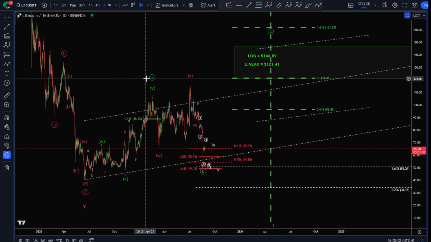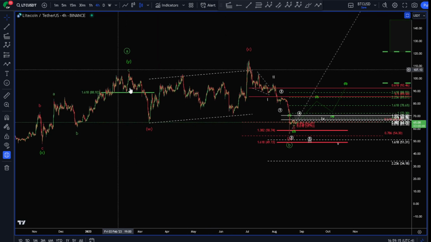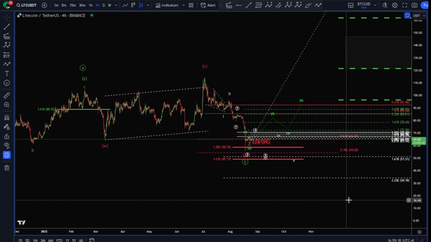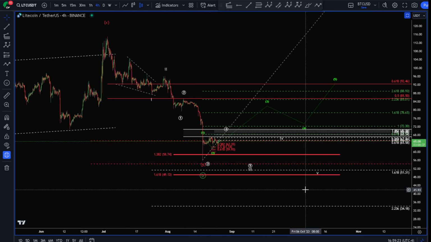I'm looking for a correction B or a WXY up to the 1-to-1 here at 121.41. And the big question is, are we done down here, or do we have to make lower lows? I have this as an expanded flat or an expanded WXY. Now if we zoom in closer, we got our three wave W here, our X, and we hit the 1.382 for our potential Y. I just wanted to show you how we could potentially go lower here.